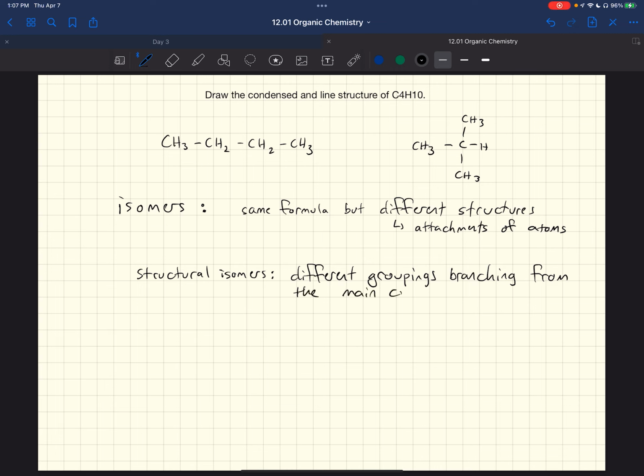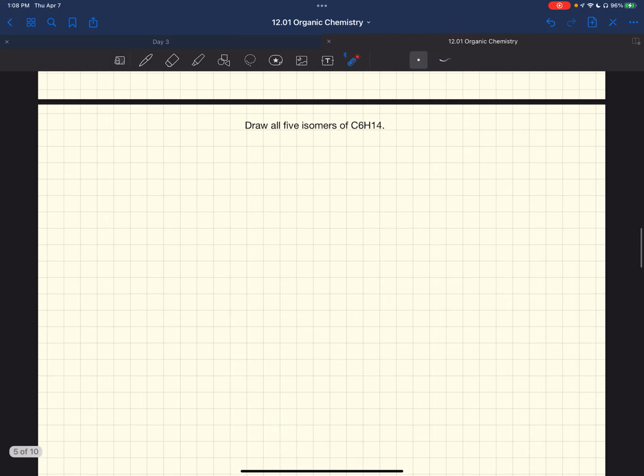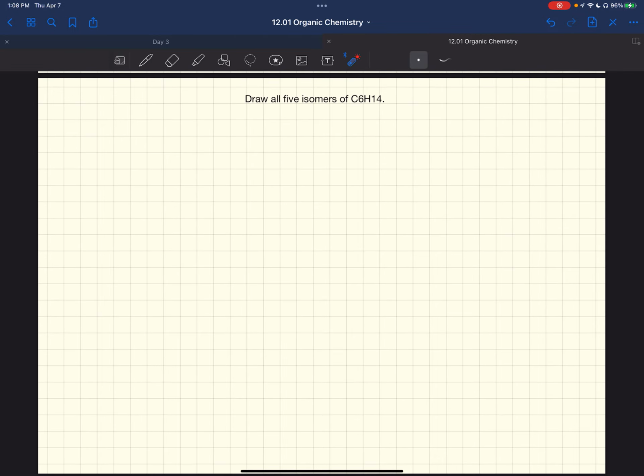branching from the main carbon chain. Okay, so again, these two compounds, both C4H10. Okay, they're not both butane, they're both C4H10. They are isomers of each other. They are also structural isomers. All structural isomers are isomers, not all isomers are structural isomers, that kind of thing. Okay?